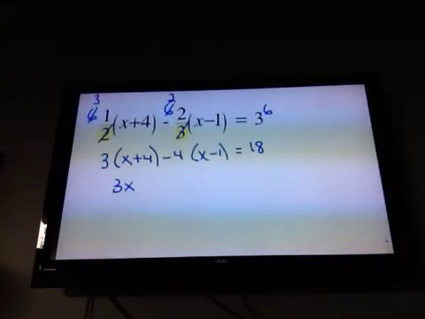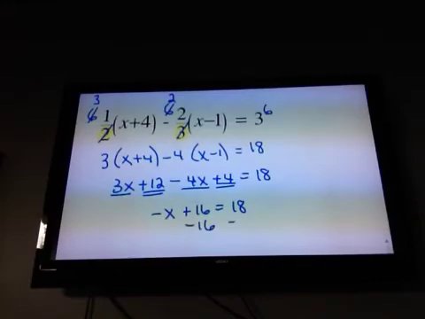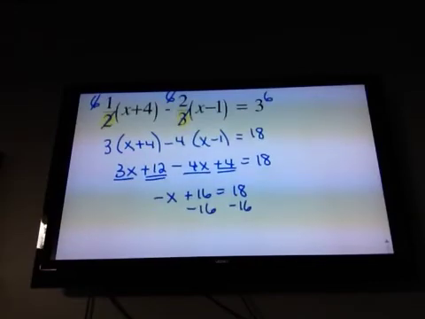So I distribute 3x plus 12 minus 4x plus 4 equals 18. Collect your x's, negative 1x, collect your constants, 16 equals 18. Subtract your 16, and negative x equals positive 2, and divide by negative 1, and x is a negative 2.